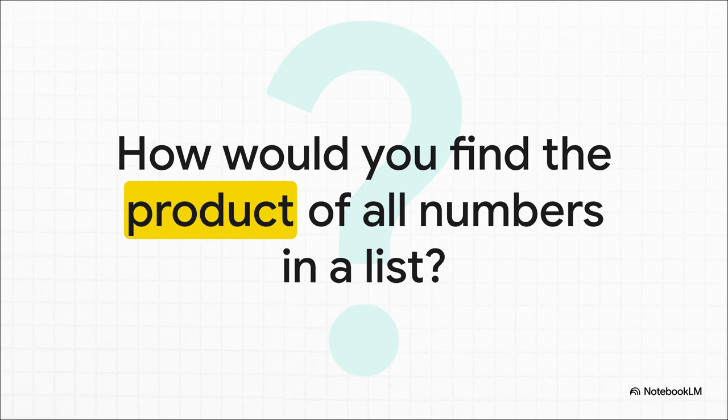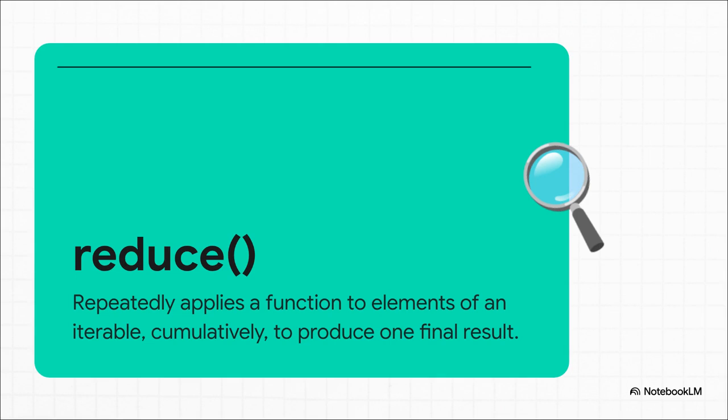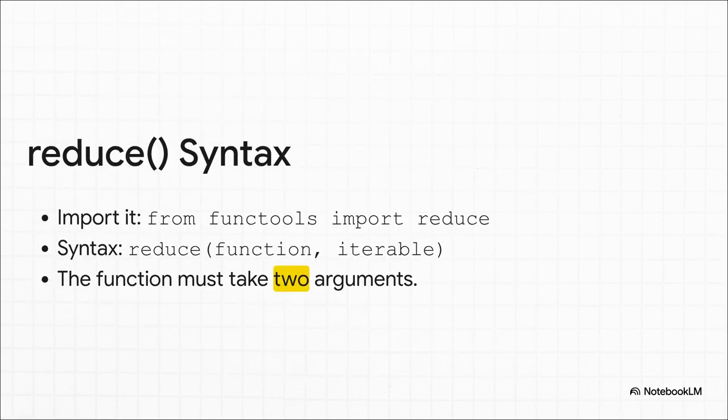Like multiply the first number by the second, then take that result and multiply it by the third, and keep going until you're left with just one number. This is exactly where reduce absolutely shines. And this really gets to the core of how reduce works. It's all about working cumulatively. So it grabs the first two items, applies your function, gets a result. Then it takes that result and the next item in the list, applies the function again. And it just keeps repeating this pattern over and over until there's only one value left standing. The syntax looks pretty similar to map, but there are two super important differences.